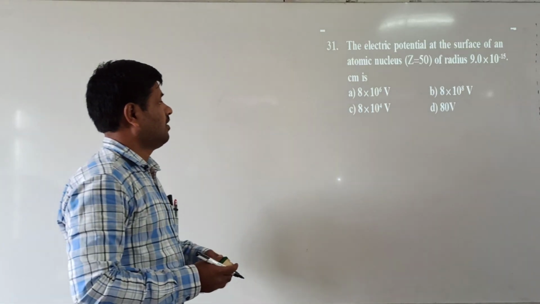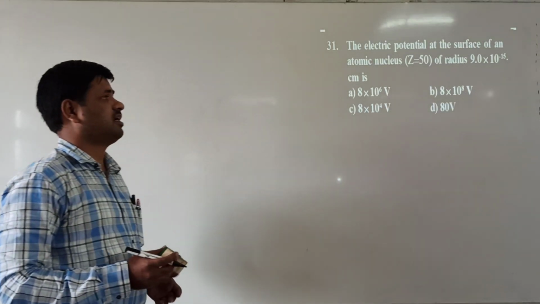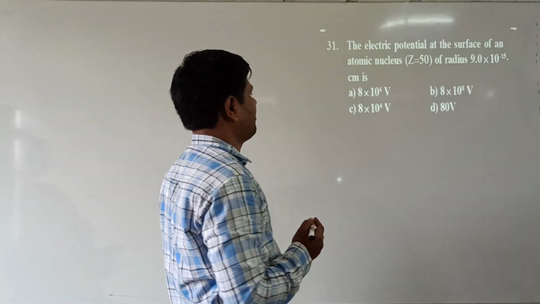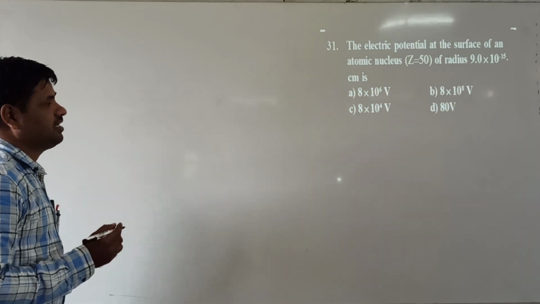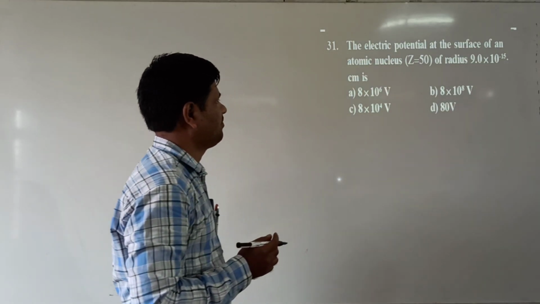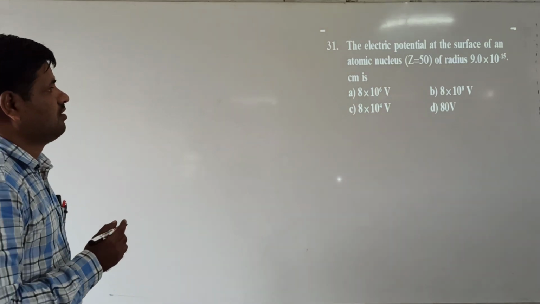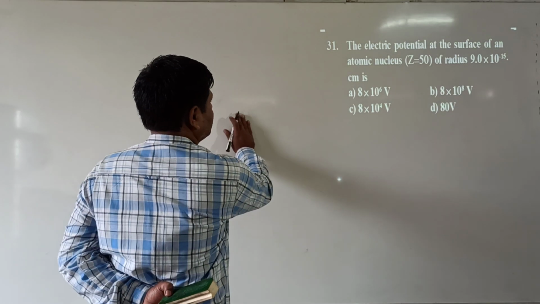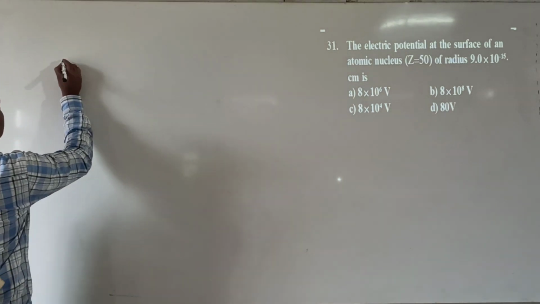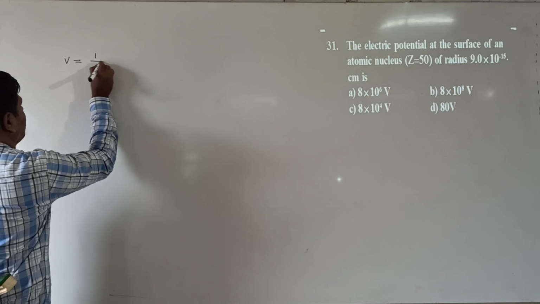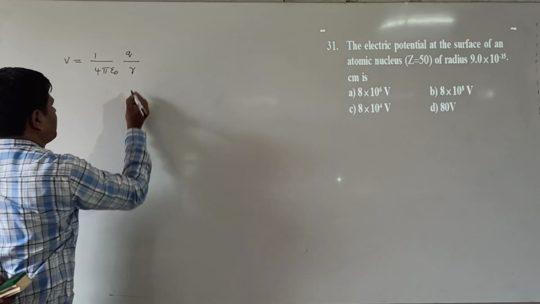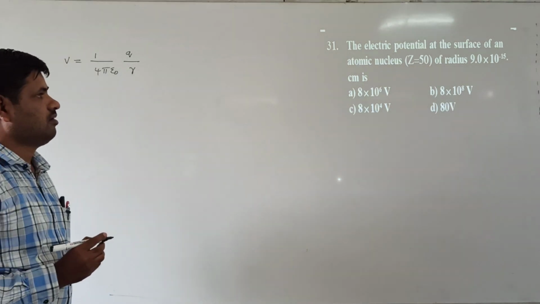Okay. Now again we continue with question number 31. Here, the electric potential at the surface of an atomic nucleus with Z equal to 50 and radius 9.0 into 10 power of minus 15 centimeters. Electric potential is what is being asked. Electric potential V is equal to the formula 1 by 4 pi epsilon naught Q by R. This is the electric potential formula.